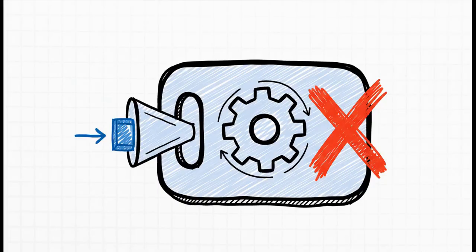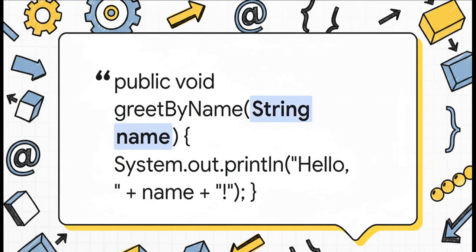Okay, that's cool, but what if we want our little robot command to be a bit more intelligent? This is where parameters come into play. They are how we pass information into a method, which makes it incredibly more useful. The magic is happening right inside those parentheses. String name. That's a parameter. Think of it like a mail slot. It's a placeholder waiting for a piece of information. So now, when we call this method, we can pass in a value, like greet by name Ava. The method takes that name and uses it to print a custom greeting.